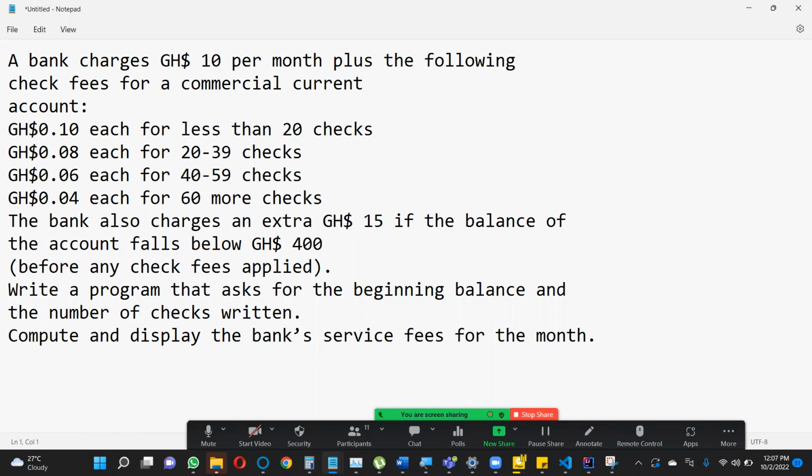In brackets, before any check fees are applied. Write a program that asks for the beginning balance and the number of checks written. Compute and display the bank's service fees for the month.